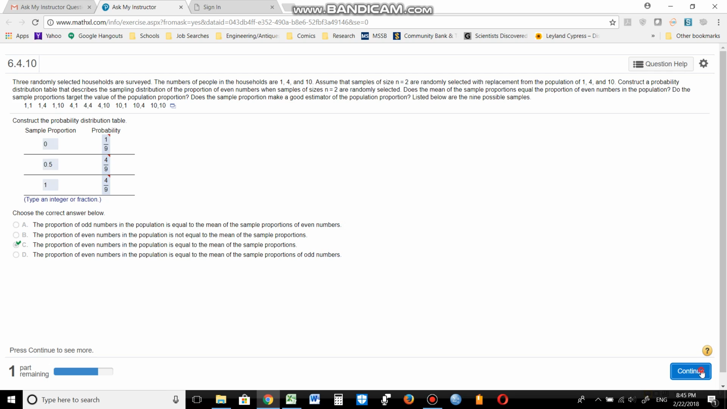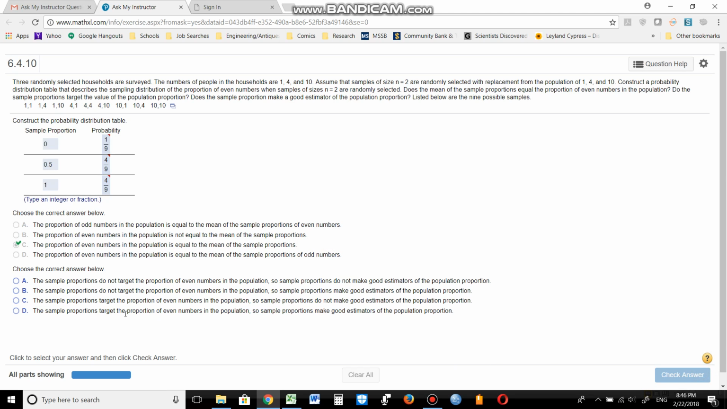Let's continue. Choose the correct answer below. The sample proportions do not target the population. Proportion is an unbiased estimator, and as an unbiased estimator, the proportion of the even numbers in the population is equal to the mean of the sample proportions. As an unbiased estimator, it will target the population. So we know that it's going to be either C or D.